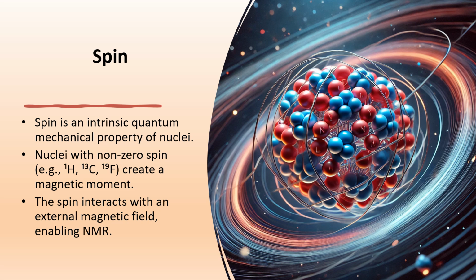Only those with an odd number of protons or neutrons have this property, which means they can generate a detectable magnetic moment. For example, nuclei like hydrogen-1, carbon-13, and fluorine-19, common in NMR studies, each possess a non-zero spin and behave like tiny magnets in a magnetic field. These are the nuclei that interact with the external field, making them ideal for NMR experiments.